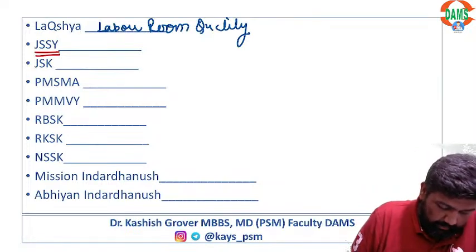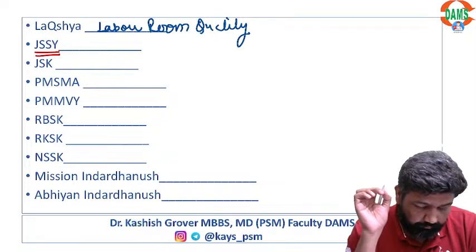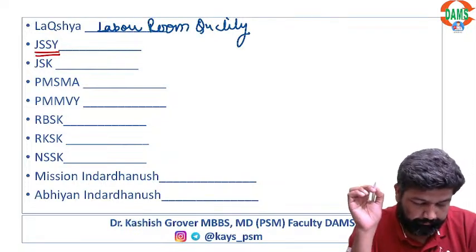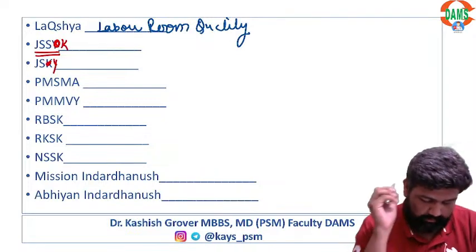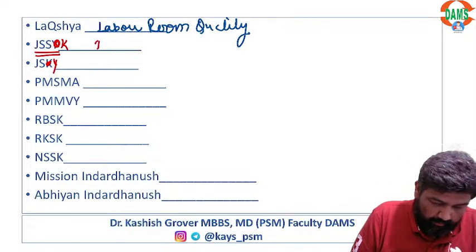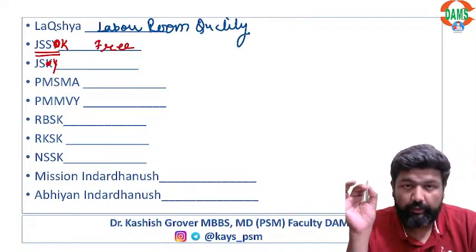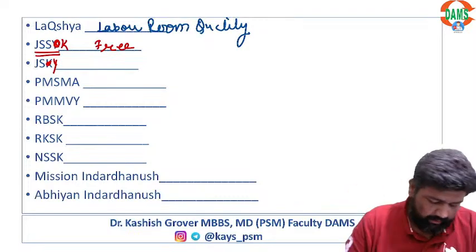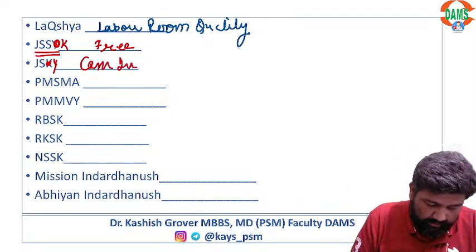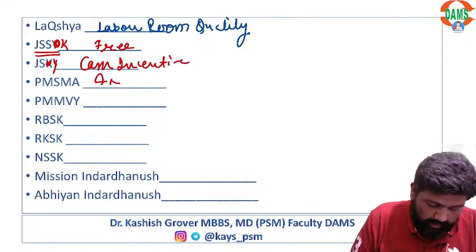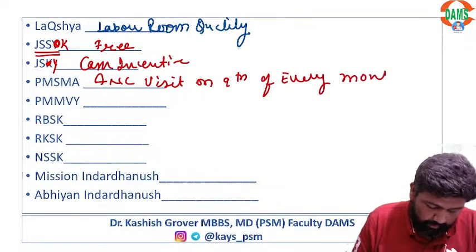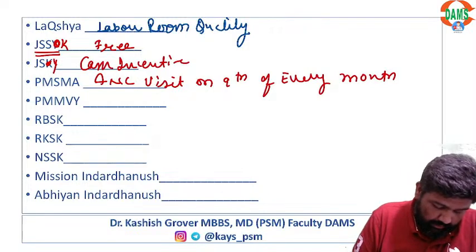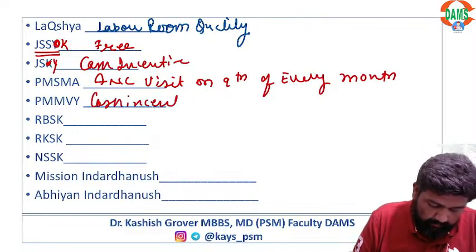Okay. Janani Suraksha Yojana. JSSK. Here we give free everything: free delivery, free diet. JSY. Here we give cash incentive. Here ANC visit on 9th of every month. Pradhan Mantri Matru Vandana Yojana, cash incentive.